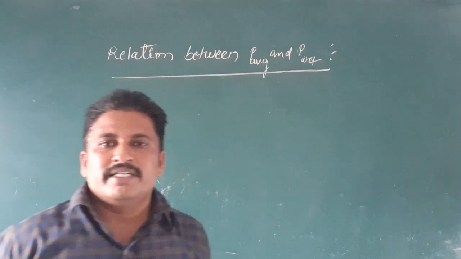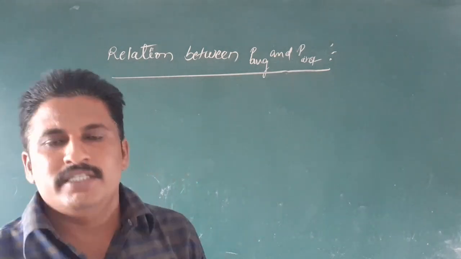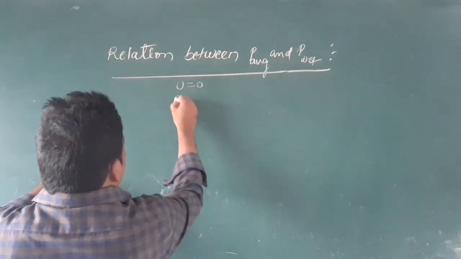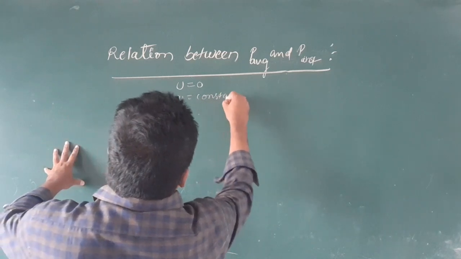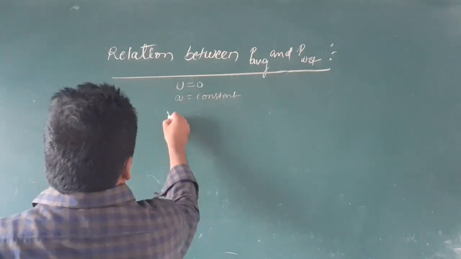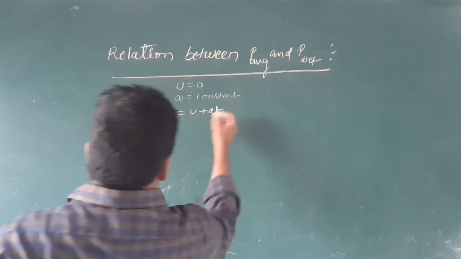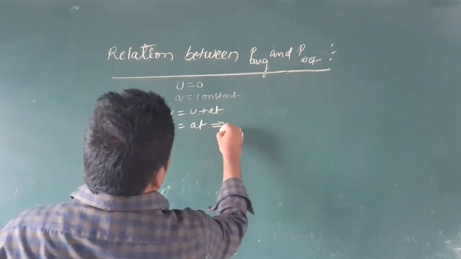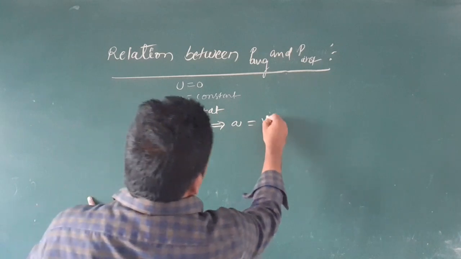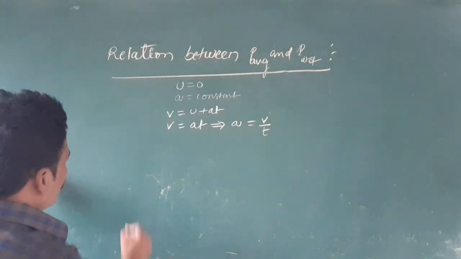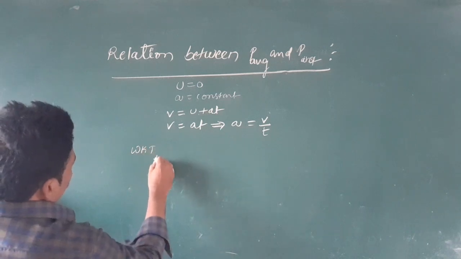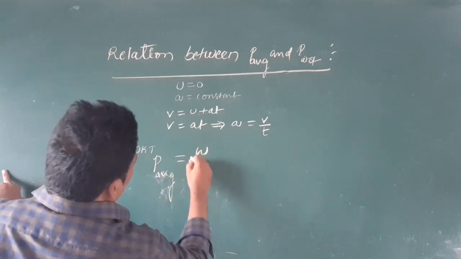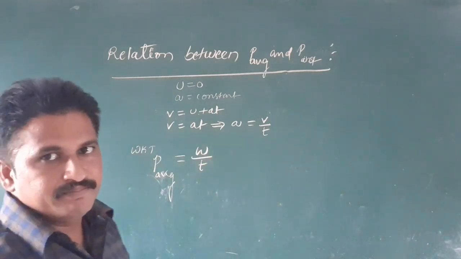After certain intervals of time, that means after t seconds, its velocity is v, starting from rest, students. a is equal to constant. After t seconds, v is equal to u plus at. u is 0, then we get v equal to at. From this, a is equal to v by t, students. We know that average power can be written as total work done by the time taken.